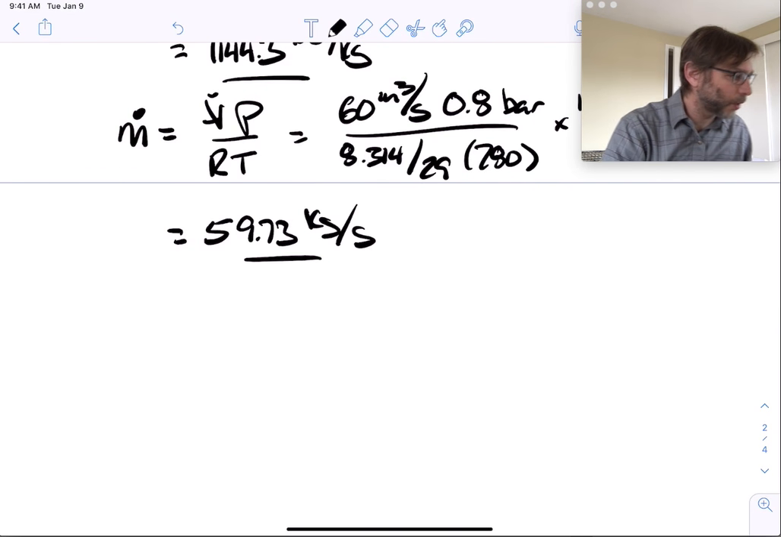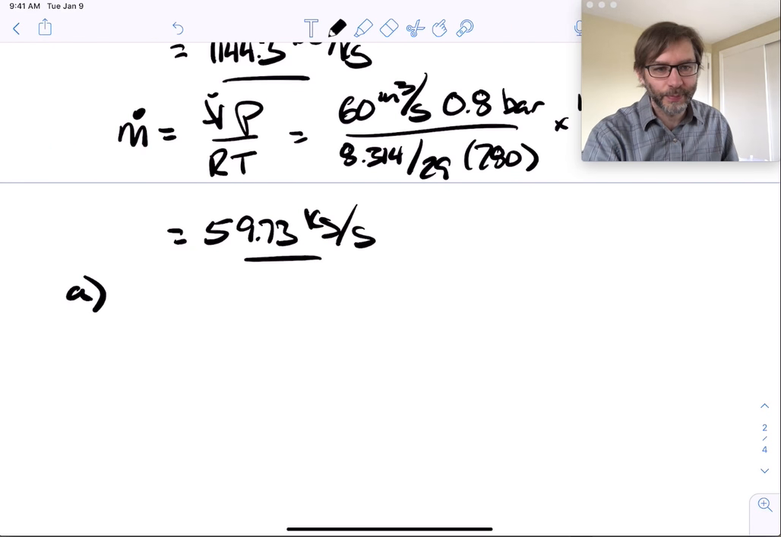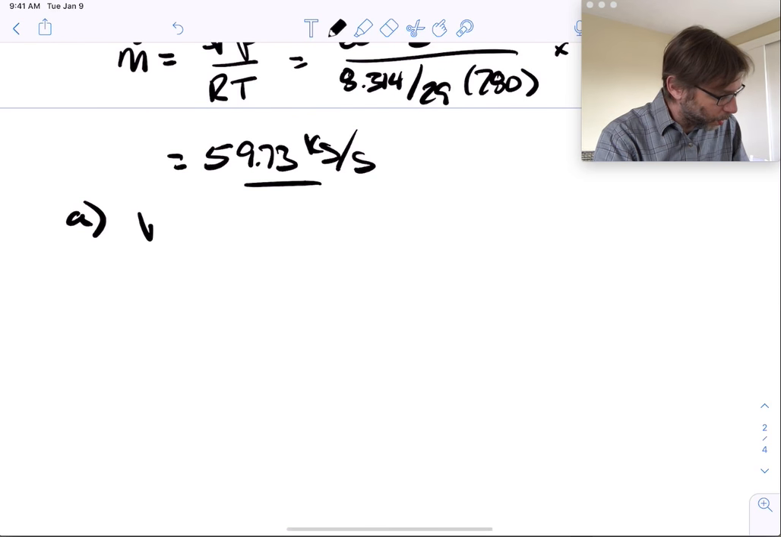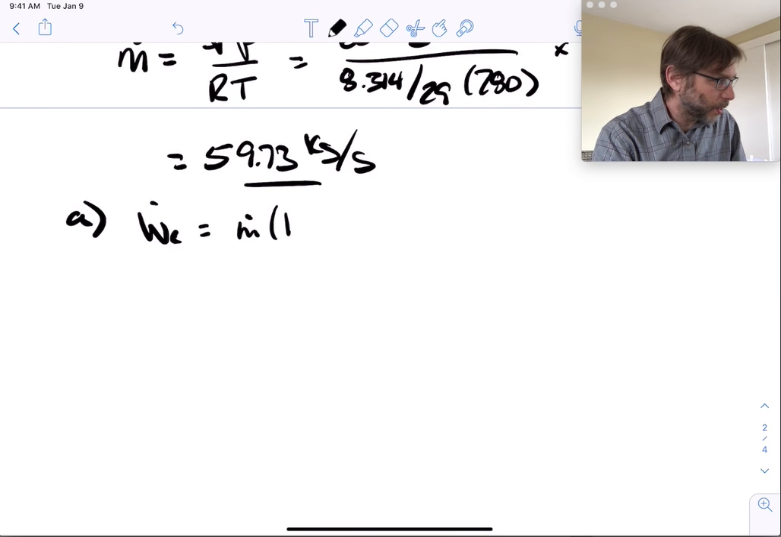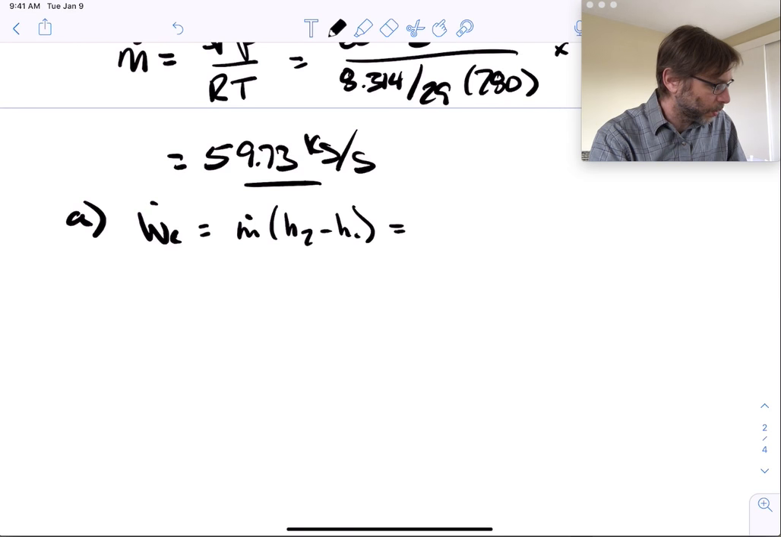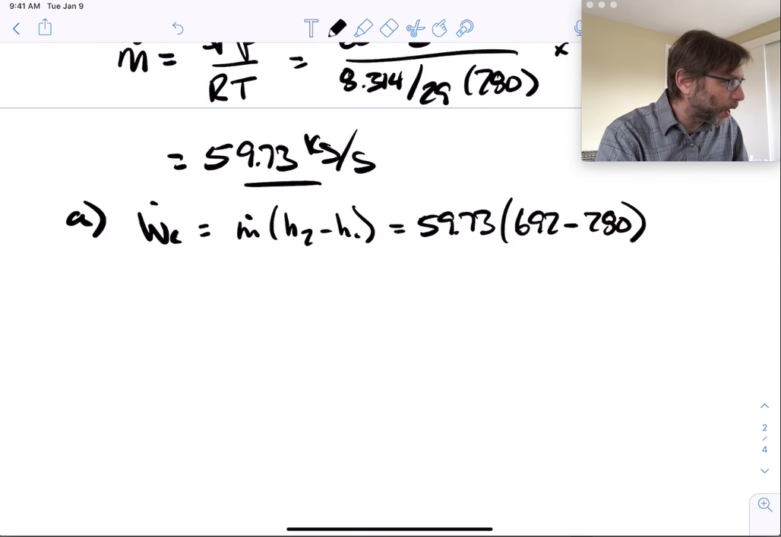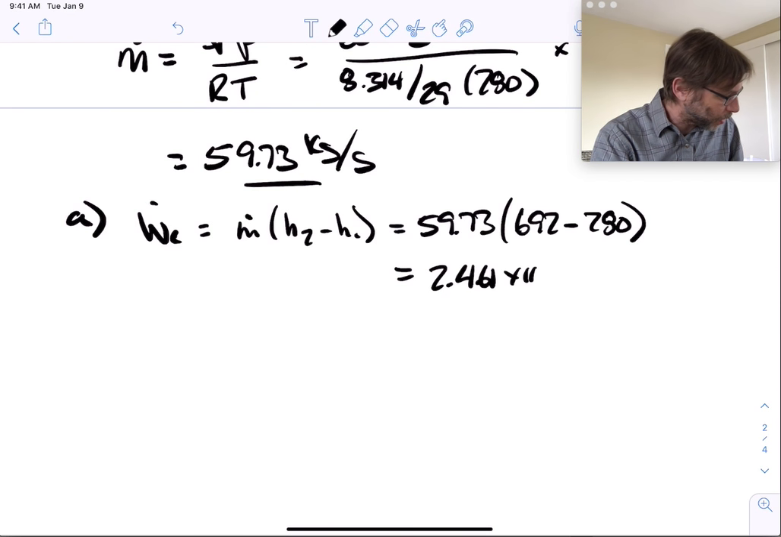So now we really have everything. Now we can actually solve the problem. Okay, so work of the compressor is equal to m dot (h2 minus h1). So that's how much work the compressor is doing. 59.73692 times (h2 minus 280). And this ends up giving us, in kilowatts, 2.461 times 10 to the fourth.